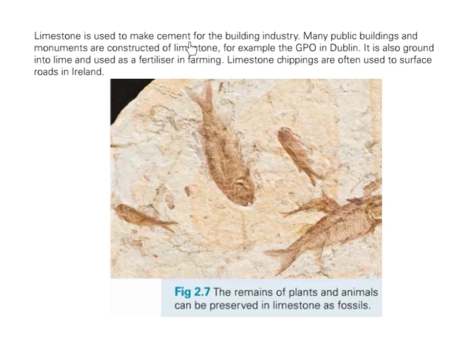Limestone is used to make cement for the building industry. Many public buildings and monuments are constructed of limestone, for example the GPO in Dublin. It is also ground into lime and used as a fertiliser in farming. Limestone chippings are often used to surface roads in Ireland. The remains of plants and animals can be preserved in limestone as fossils. So in this piece of limestone we can clearly see the remains or fossils of some fish.